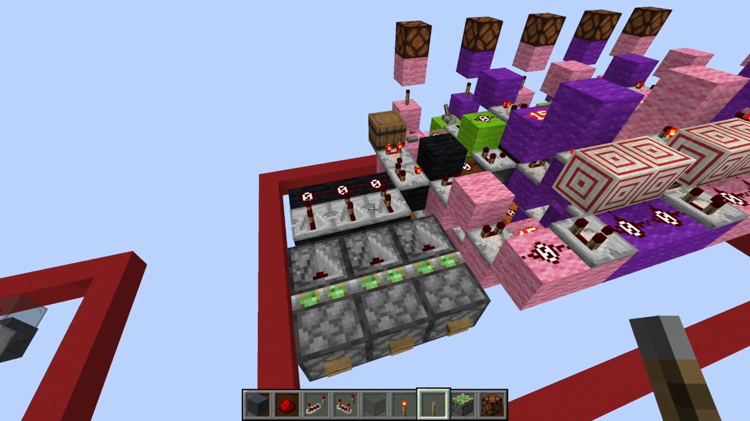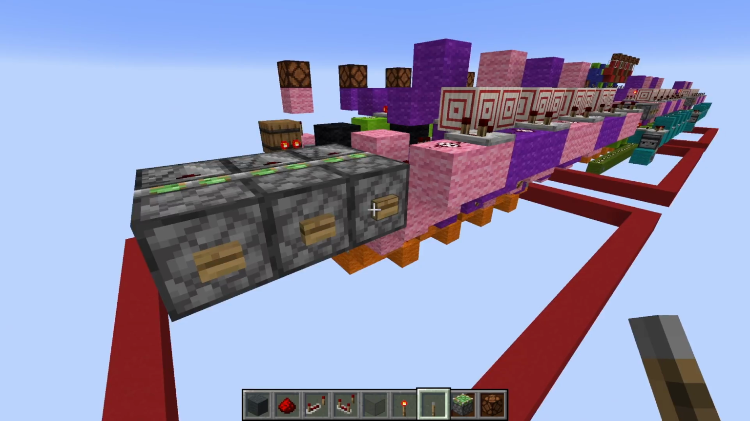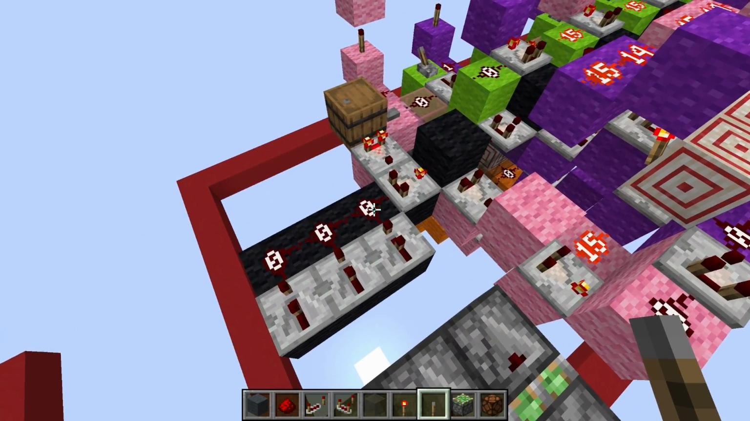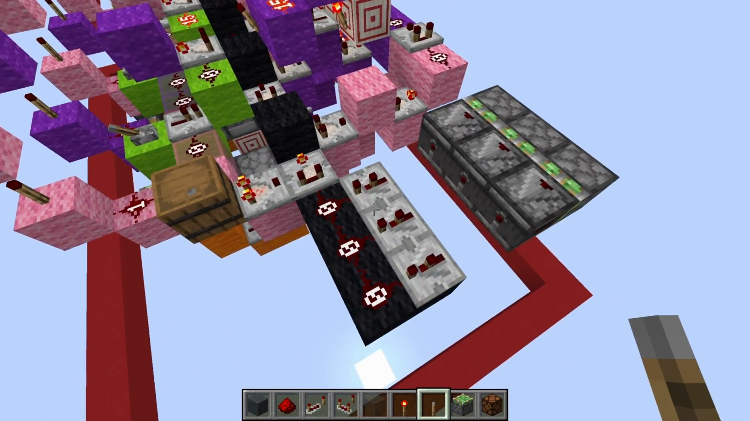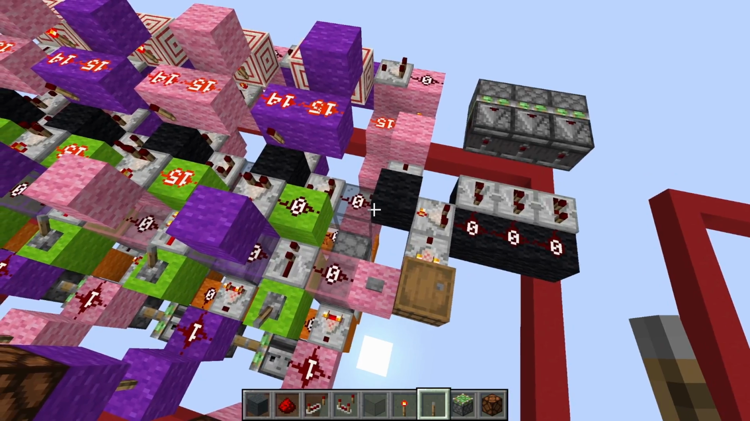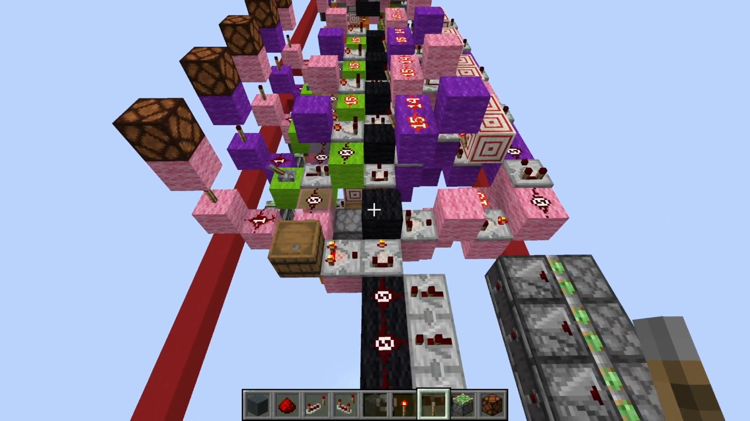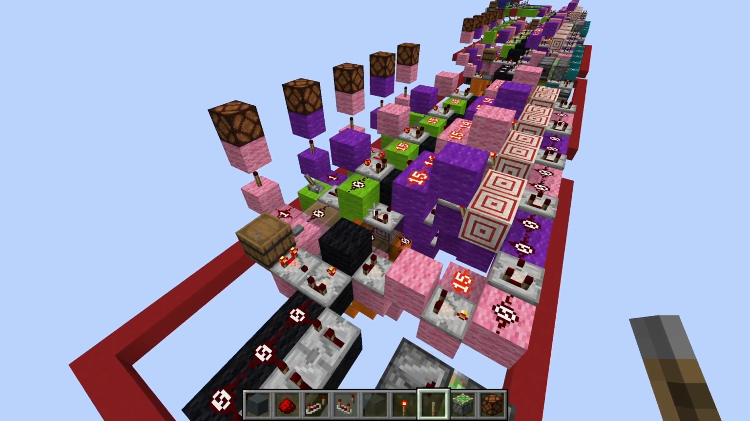Now you may be wondering how on earth I have 3 separate selectors going into the same redstone line. Well, of course, the simple answer is signal strength. The complicated answer is how. So I'll walk you through that right now.